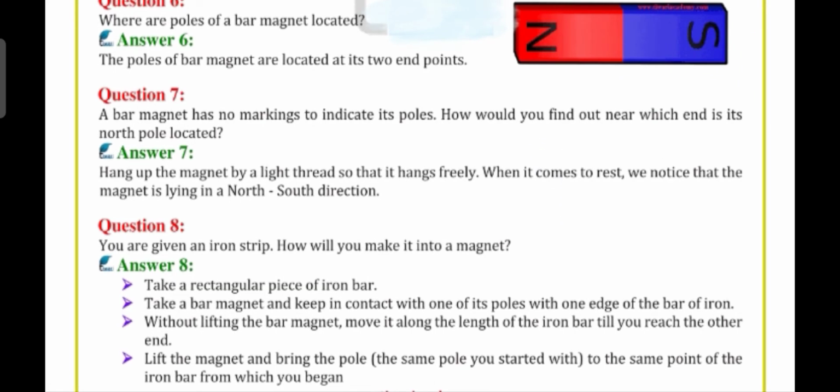Now, the next, eighth question. You have been given an iron strip. How will you make it into a magnet? How can we convert an iron strip into a magnet? How can we convert it?